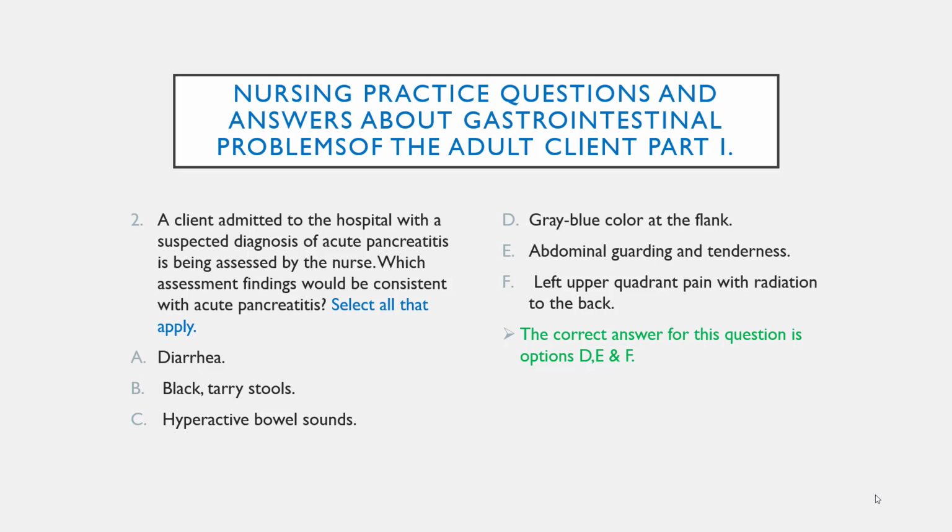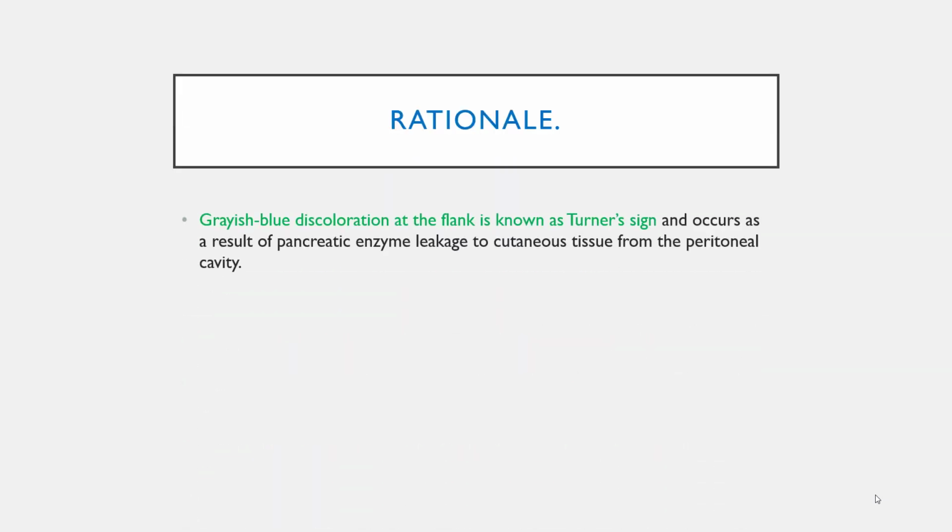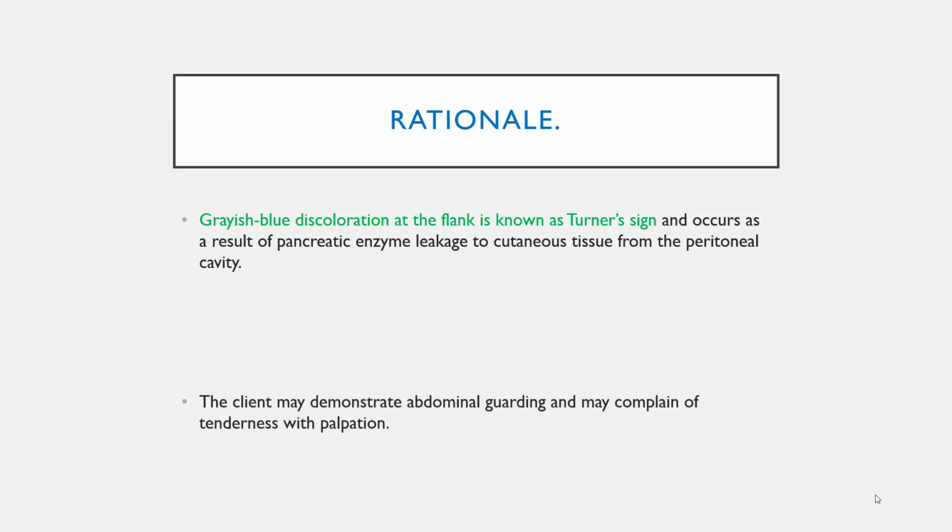So the correct answer for this question is options D, gray-blue color at the flank, option E, abdominal guarding and tenderness, and option F, left upper quadrant pain with the radiation to the back. Grayish-blue discoloration at the flank is known as Turner sign and occurs as a result of pancreatic enzyme leakage to cutaneous tissue from the peritoneal cavity.